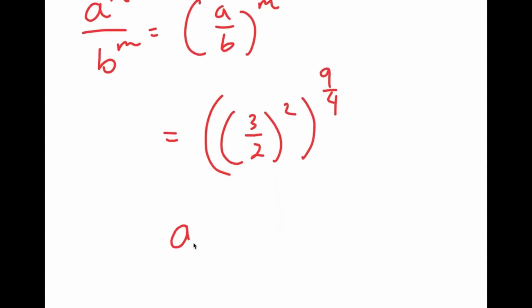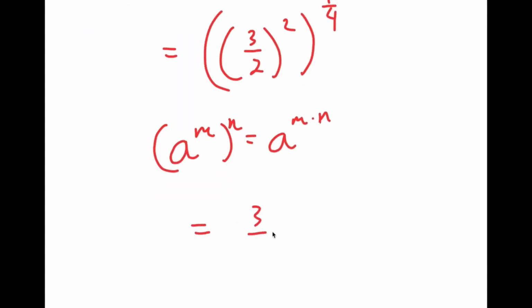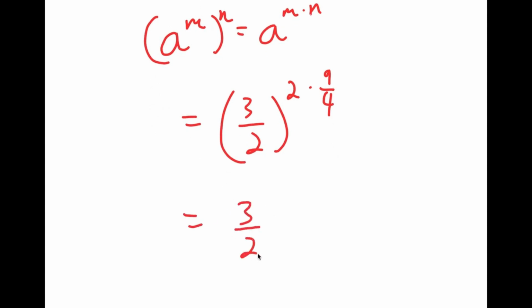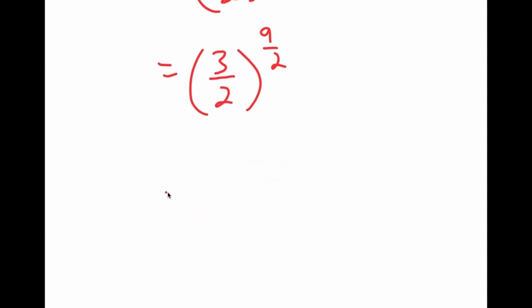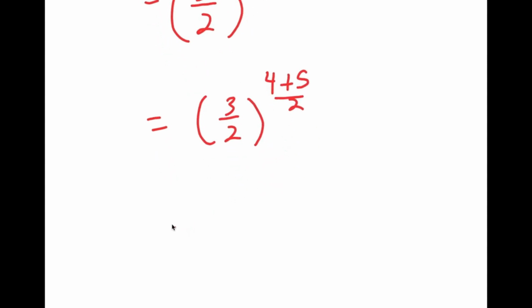Now, if I have something in the form a to the power of m to the power of n, this is equal to a to the power of m times n. So it's going to equal 3 over 2 to the power of 2 times 9 over 4, which is equal to 3 over 2 to the power of 18 over 4, which is equal to 9 over 2. So I have 3 over 2 to the power of 9 over 2. Now 9 over 2 is the same thing as 4 plus 5 over 2. And this is equal to 4 over 2 plus 5 over 2.